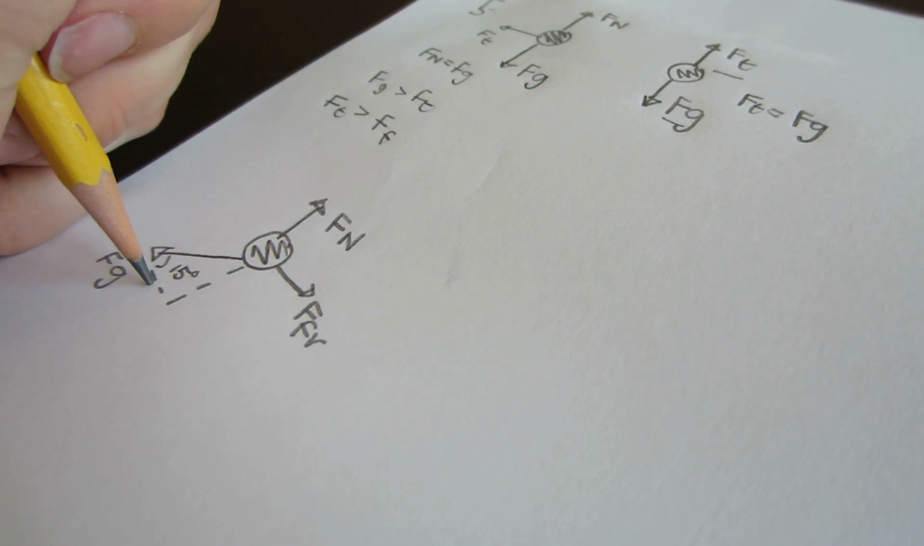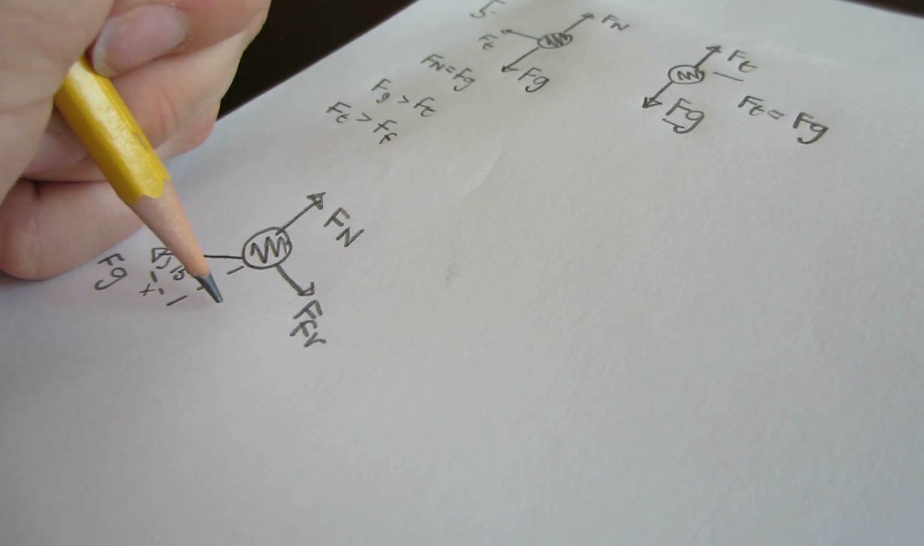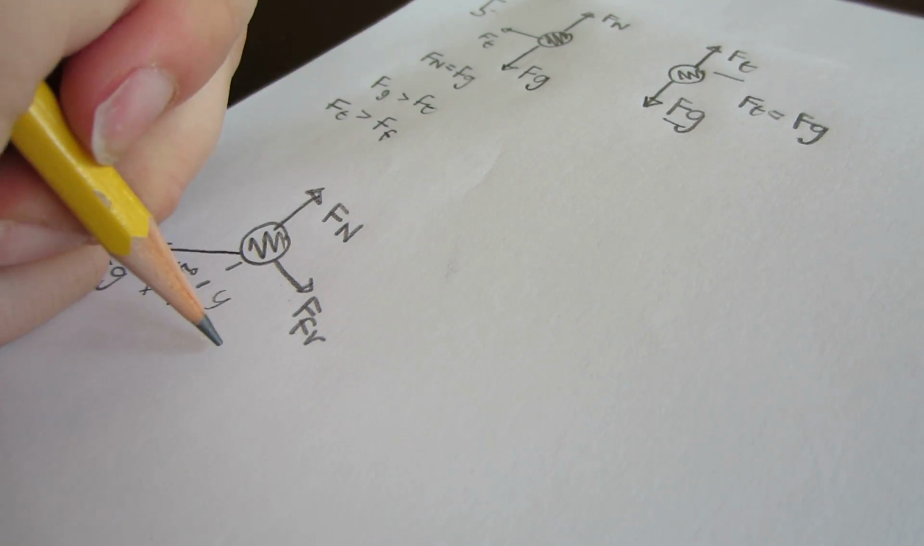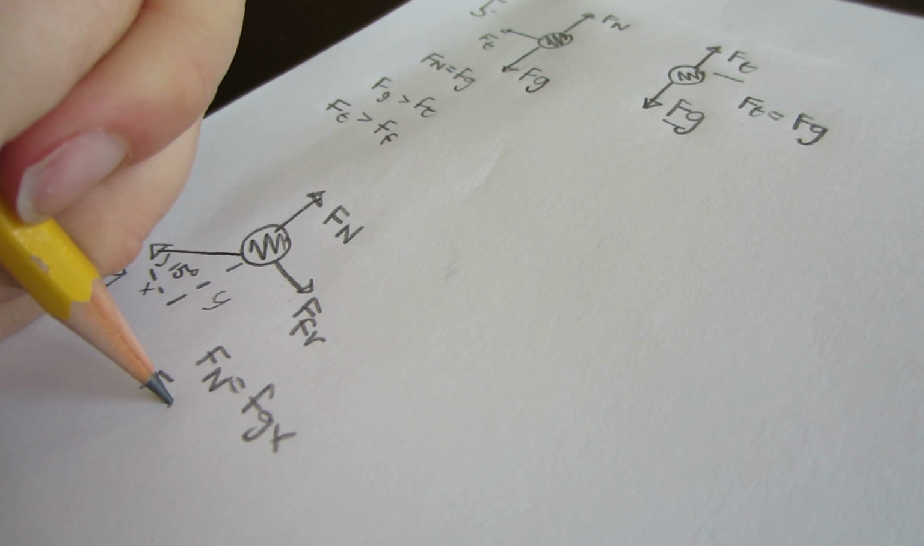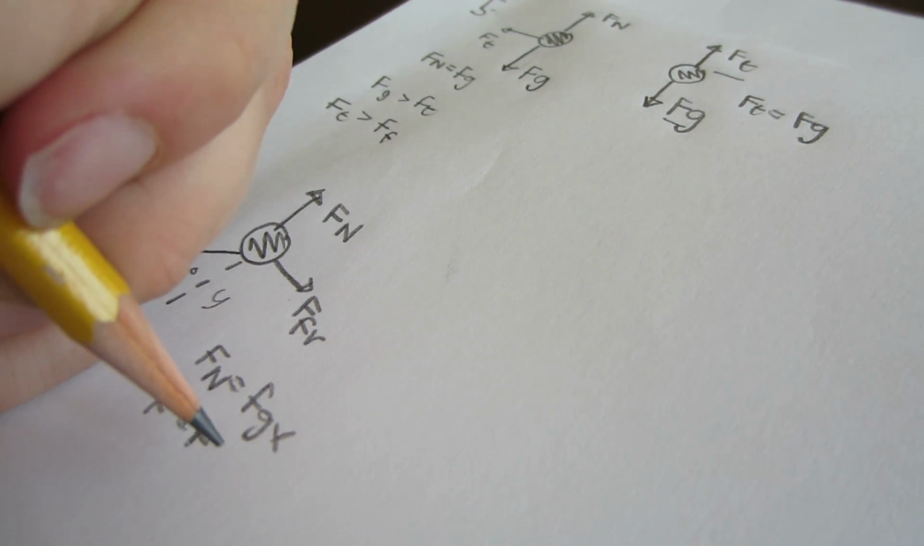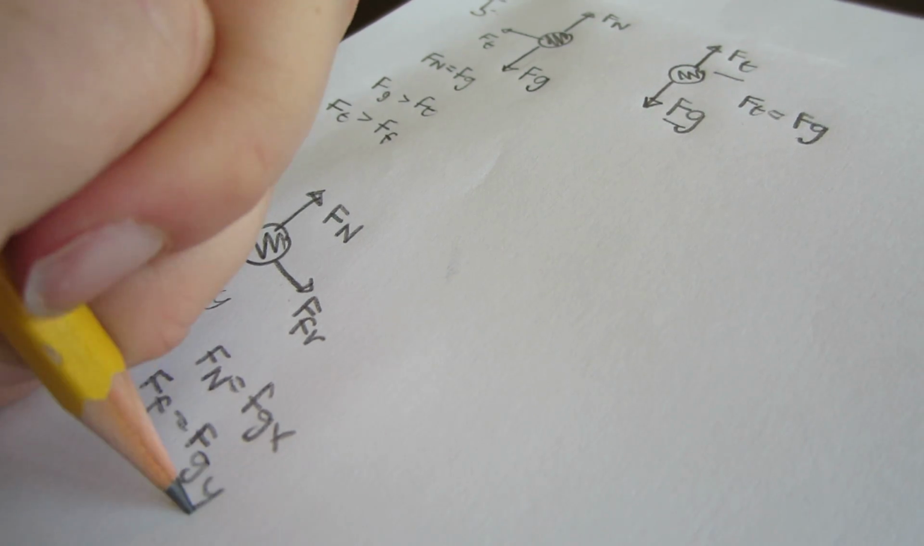So these two have to be equal. Which then sets us up for force normal equals force gravity x, and force friction equals force gravity y.